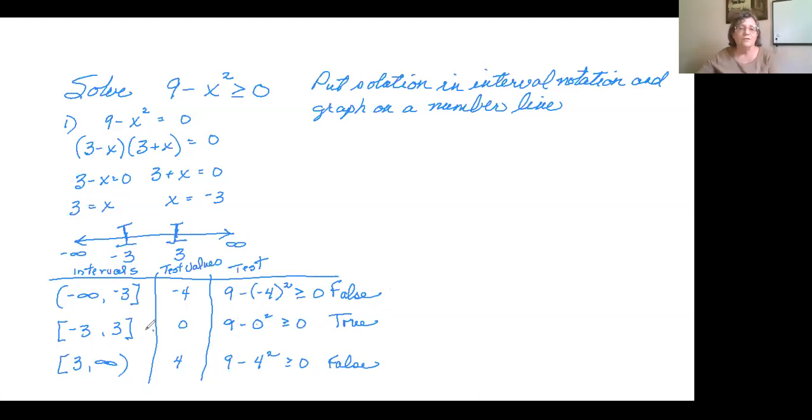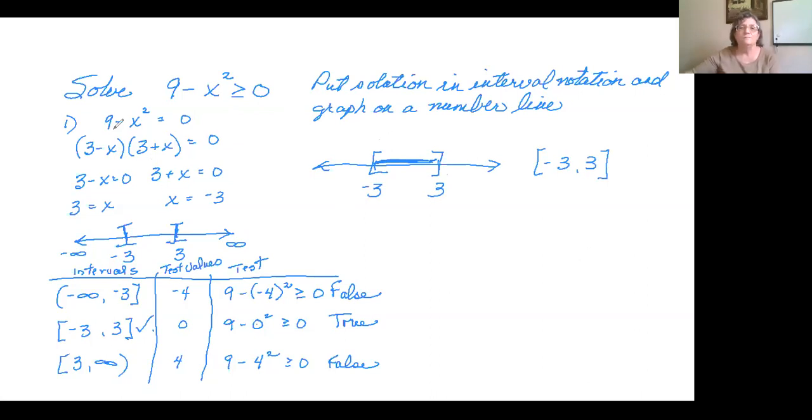So this is true only for the middle interval here. So it's going to be true from negative 3 to positive 3. Brackets, because it's got the equal part. So it's simply negative 3 to positive 3.